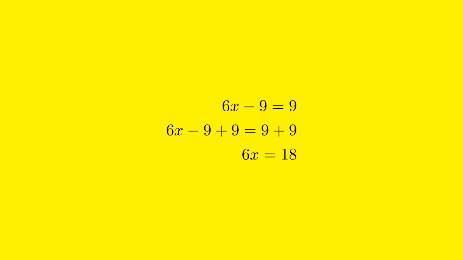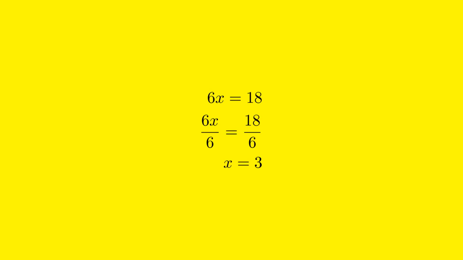We have successfully simplified the equation to 6x equals 18 by eliminating the constant term minus 9. This step is crucial because it helps to isolate the variable term, making it easier to solve for x in the next steps.